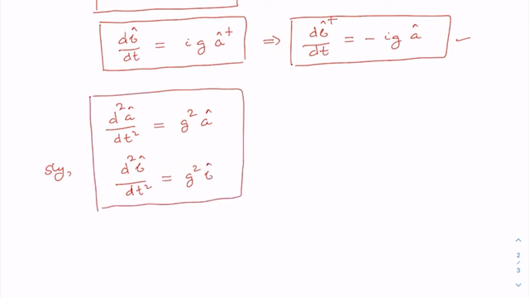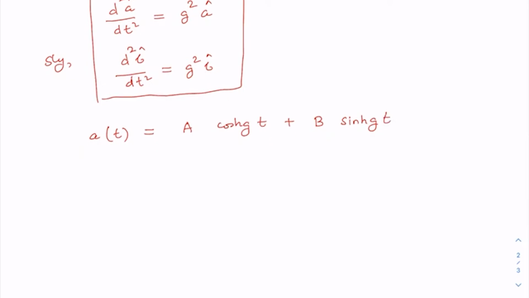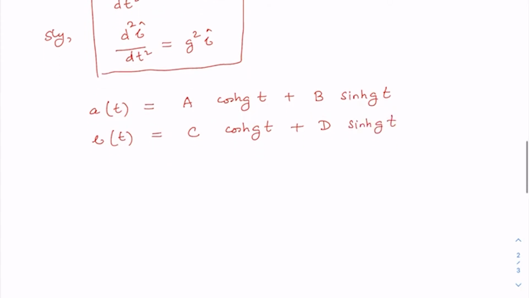So the solution, I can write a general solution for these two equations. The first equation will have the solution A of t is equal to, say, A cosh zt plus B sinh zt. I have to find out the constants A and B. We'll do that from initial conditions. Similarly for B of t, I can write C cosh zt plus D sinh zt.